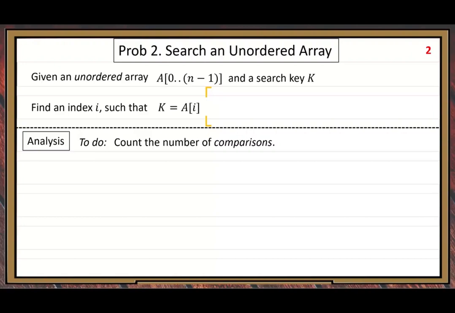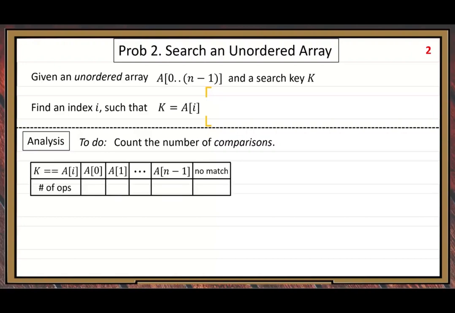Okay, there is the no match case. Here I list all the possible cases. The first one, the key matches the first element, the second element, and so on, up to the last match case, and then there is the no match case. We need to cover all the possible cases in our discussion. Then in the second row, we count the number of operations.